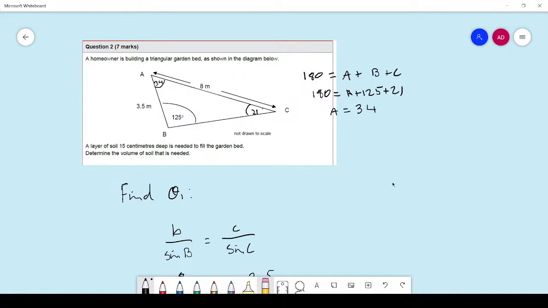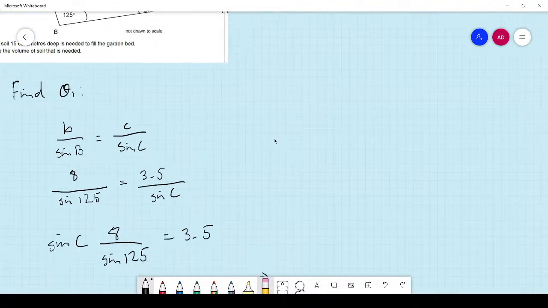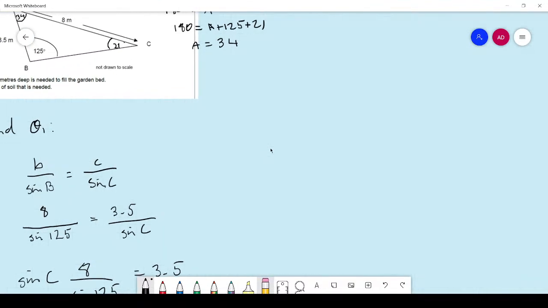So now we can use sine rule again, because it's easier to use than cosine rule, to find BC, or side A, rather. So let's say find A. Right, so using the sine rule, A over sine A equals B over sine B.